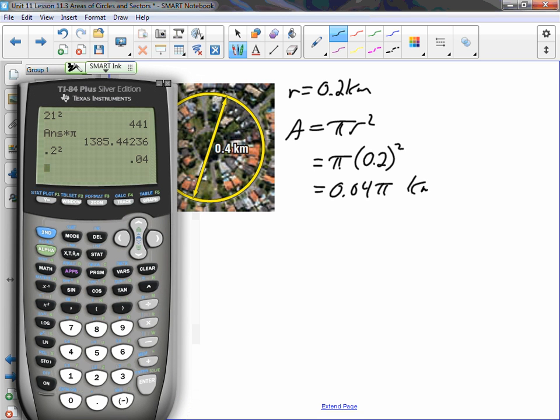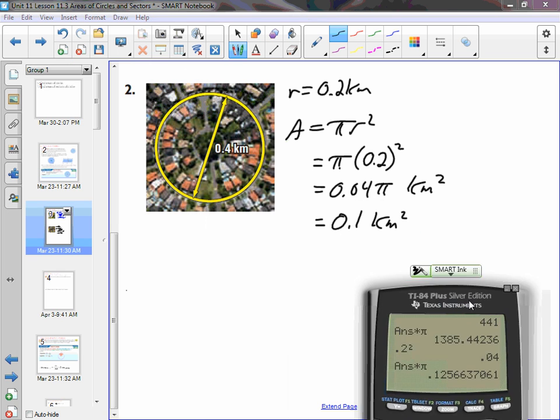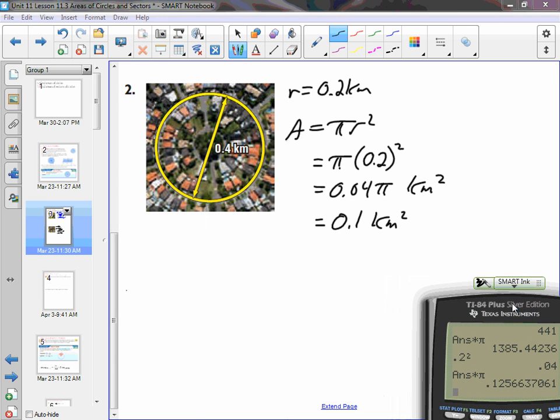pi square kilometers. But the directions did say to the nearest tenth. So take that 0.04 times pi, and to the nearest tenth, I get 0.1 square kilometers. Now, at first this may strike you as a little odd. The diameter is 0.4, and the area is actually smaller than that. Is that okay?